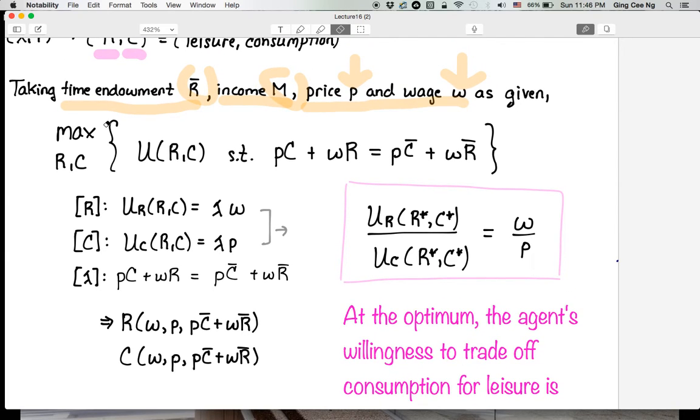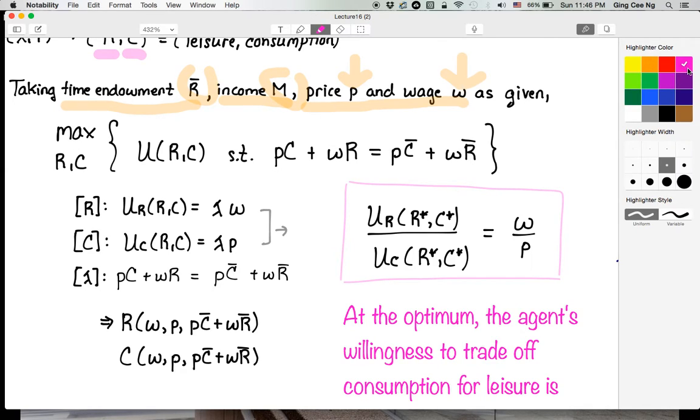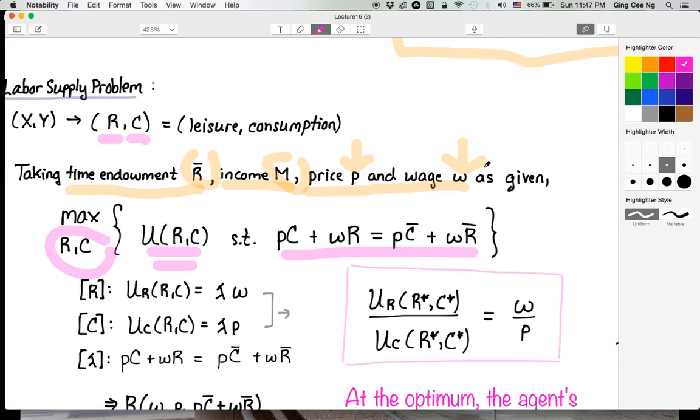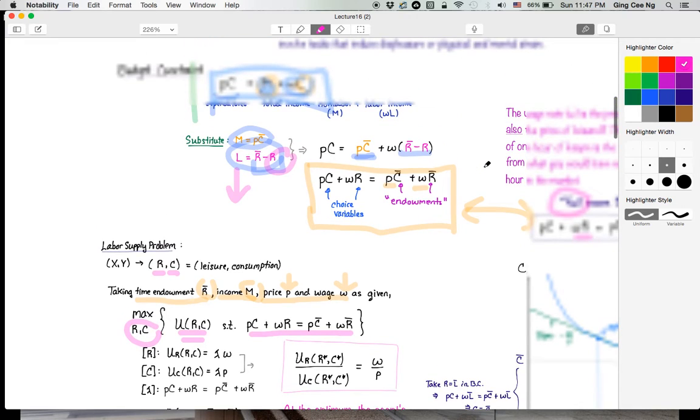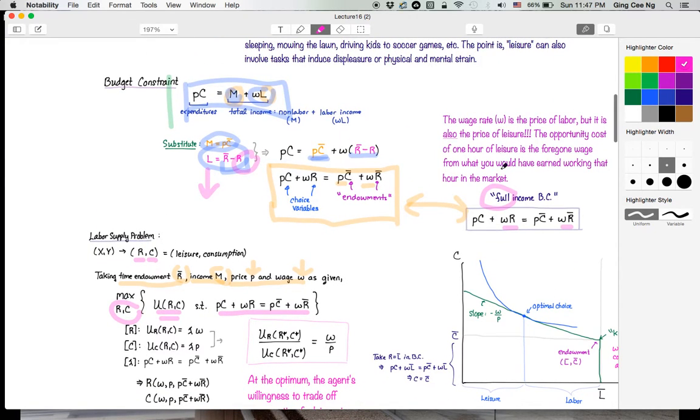So what's the problem? Taking his endowments and prices as given, he's going to maximize, choosing leisure and consumption. The objective is to maximize his utility function over leisure and consumption, subject to his full income budget constraint. Now, what I showed you above, all this stuff, was just a derivation of the full income budget constraint.